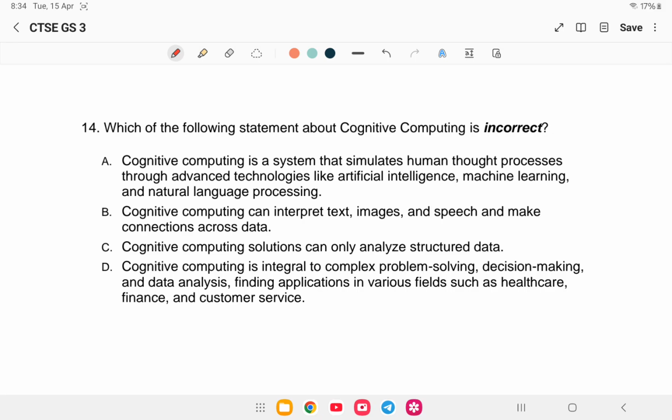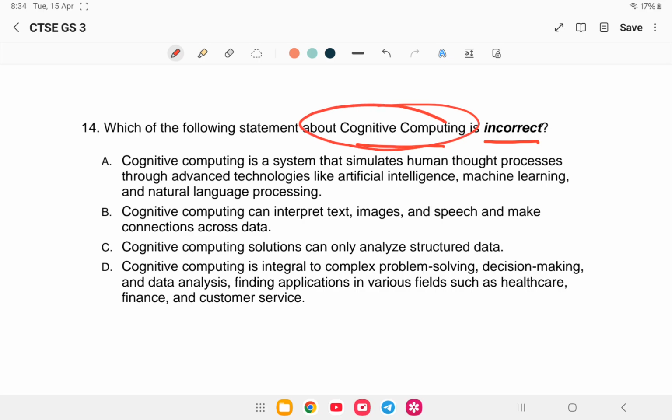Which of the following statements about cognitive computing is not correct, or incorrect? Cognitive computing. So is it option number A, B, C or D? Cognitive computing means a human thought process being computed by a computer, which is called cognitive computing.